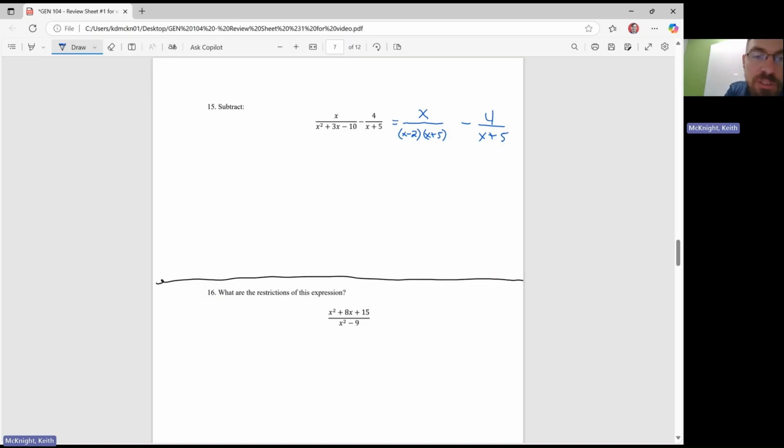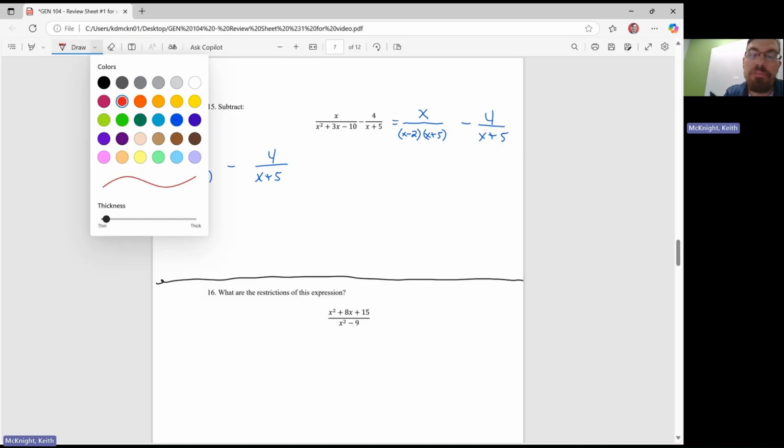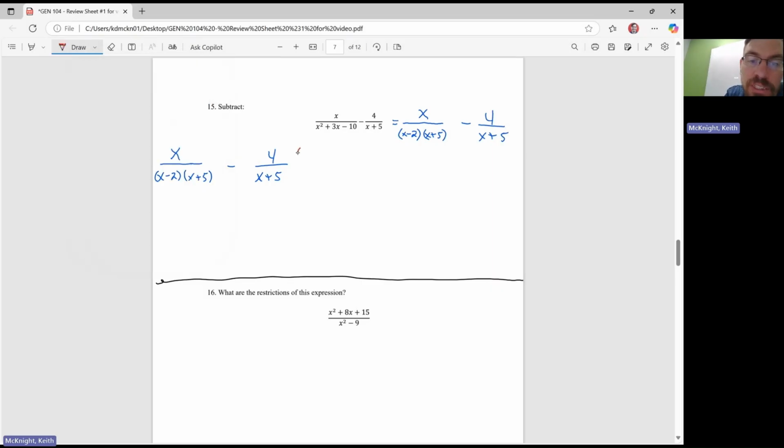So I'm going to rewrite my question real quick so I have more space. We're going to say x over x minus 2 times x plus 5, and we're subtracting 4 over x plus 5. Now, we need this second bottom to be the same as the first one. Since they have the x plus 5 in common, we're not going to worry about that. But we need to have that x minus 2 factor on the second fraction. So what we're going to do is multiply by what it's missing. It is missing the x minus 2 factor, so we're going to multiply top and bottom by x minus 2.